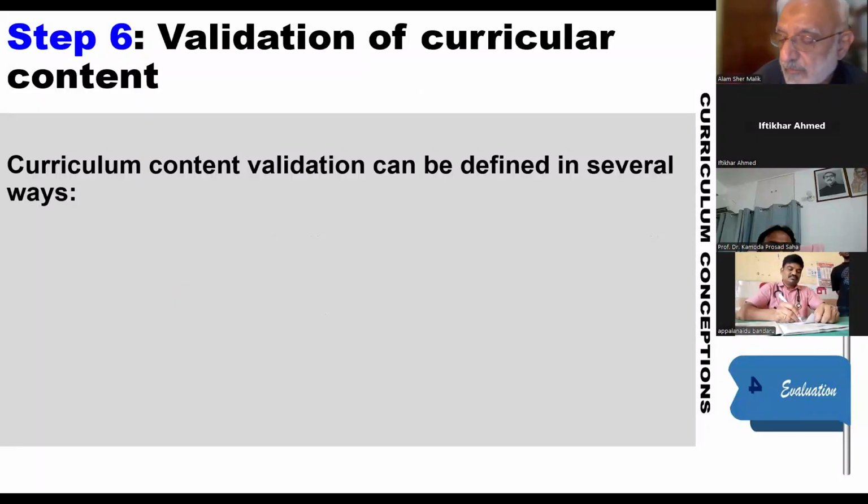So now we have done that. We have identified that content. We have distributed it under different systems. We have distributed it under different years, but we need to validate this. It cannot be just one person's or a few persons' job. This needs to be validated so that it is accepted by all. And there are different methods of doing that.